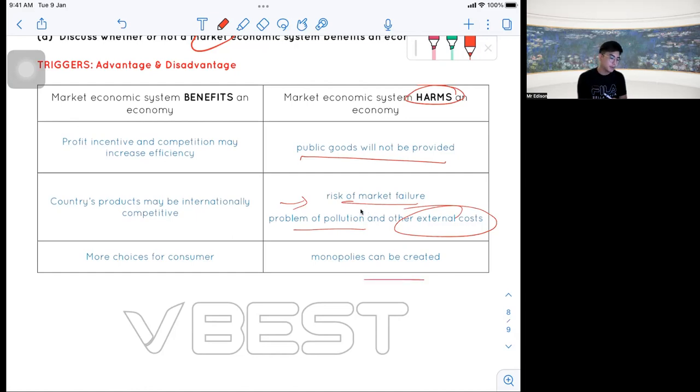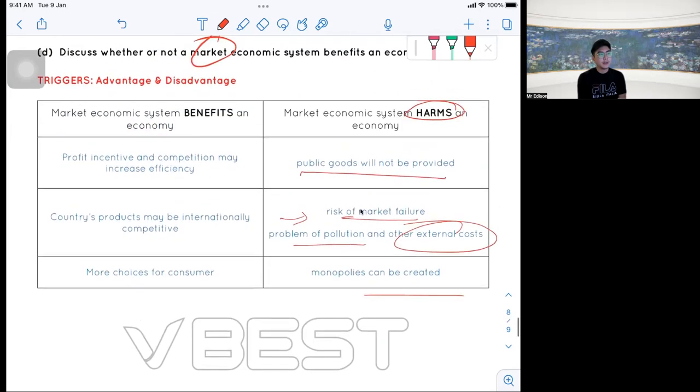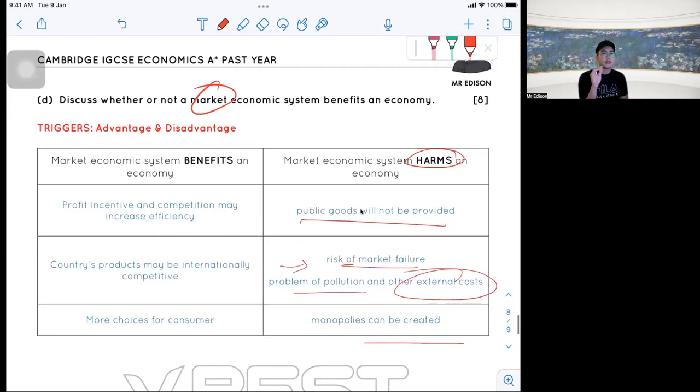And monopoly may be created because there's no government control. Certain industries will be monopolized. They will be monopolizing the market. They can charge whatever price they want. Okay, so advantage and disadvantage. It's a good one, I would say. I believe that a lot of students will dodge it, but since we are doing it, this one they will ask in A, B, or C. D very seldom. Okay.